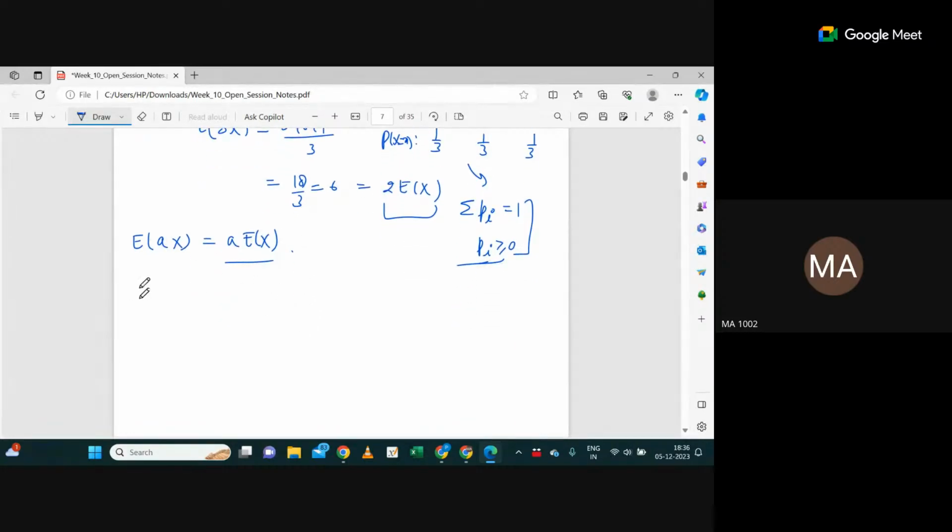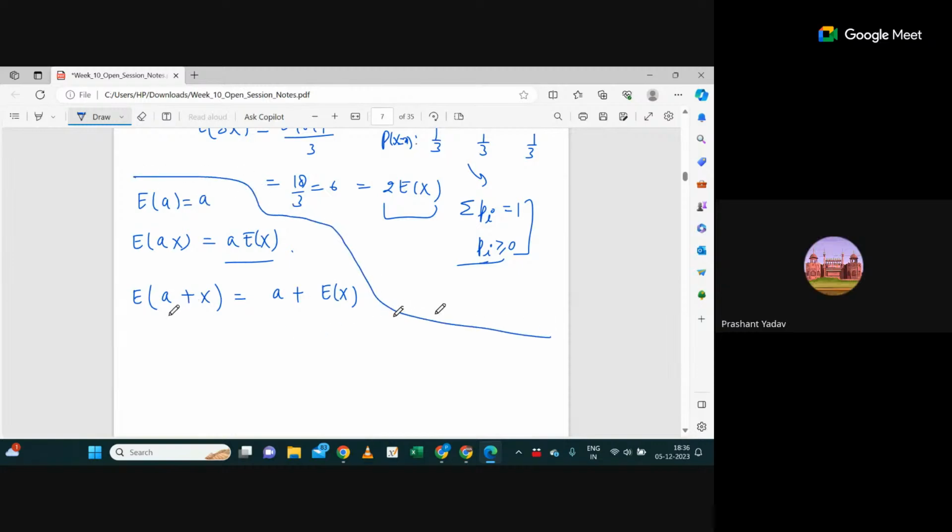Next, suppose I add a constant to this random variable. Then it will be a plus the expected value of x. This is because the expectation of any constant is the same as that constant. So the expected value of a plus the expected value of x gives a plus the expected value of that random variable.